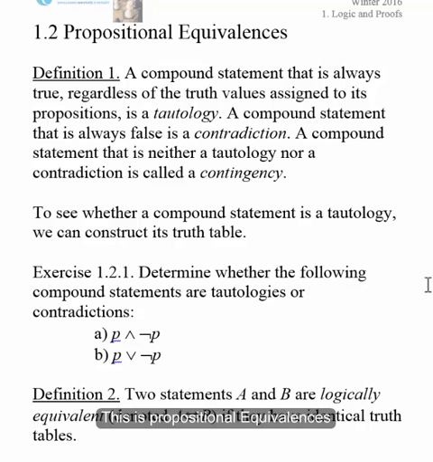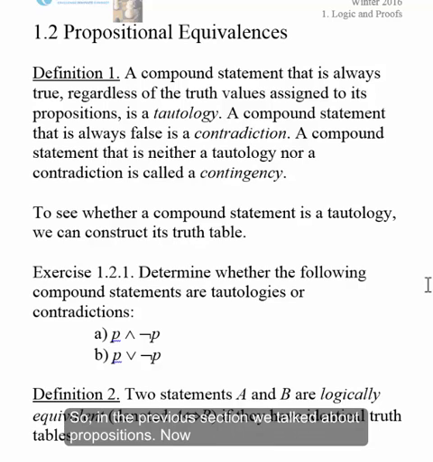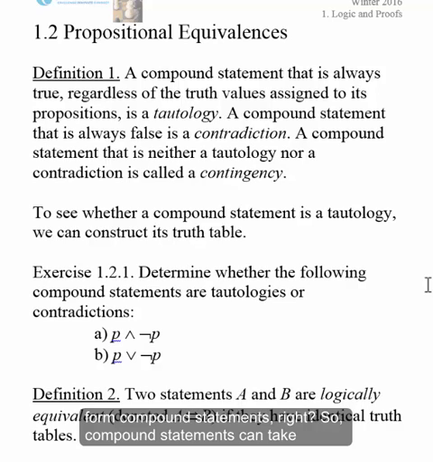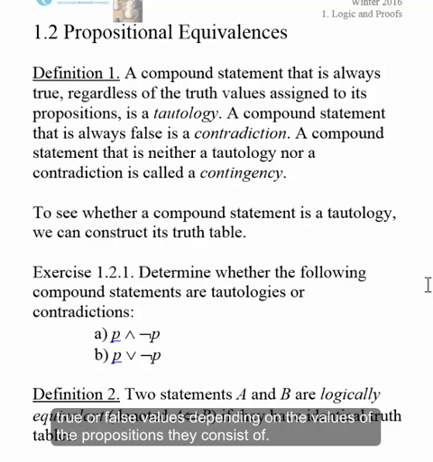This is propositional equivalences. In the previous section we talked about propositions. Now the propositions can be put together with connectives, and then they form compound statements, right? So compound statements can take true or false values depending on the values of the propositions they consist of, right?